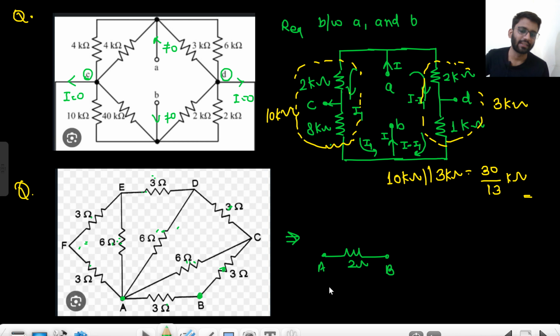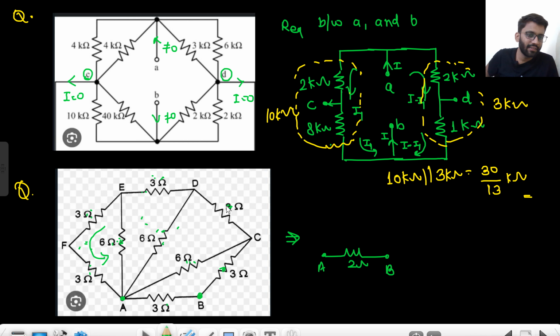You don't need to make the circuit again and again. Again, I will repeat it. These 3 and 3 are in series. 3 plus 3, 6. 6 and 6 will give me 3. Then this 3 and this 3 will come in series. So 3 and 3, 6. Then this 6 and this 6 will come in parallel. So 6 and 6 will give me 3.